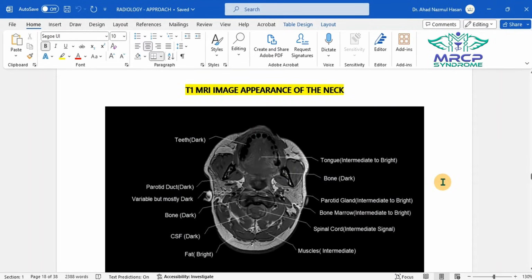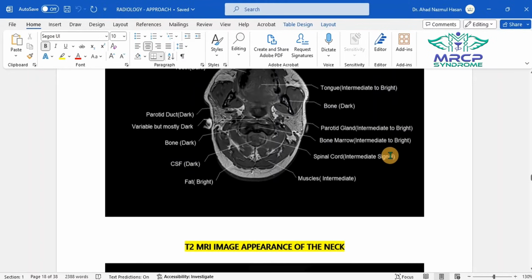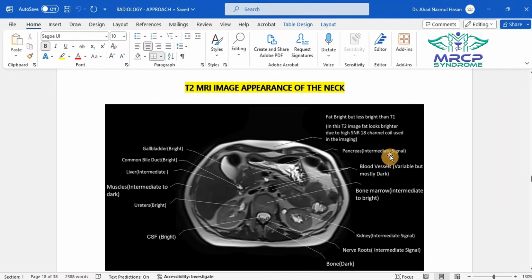So this one is T1 MRI image appearance of the neck. So the teeth will also appear as dark and the fat would be bright. The CSF would be dark. And this one is the T2 MRI image appearance of the neck, and the CSF would be bright.